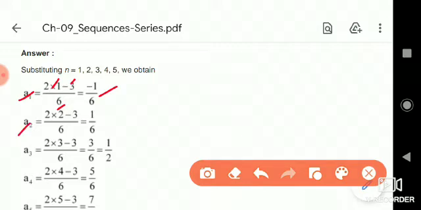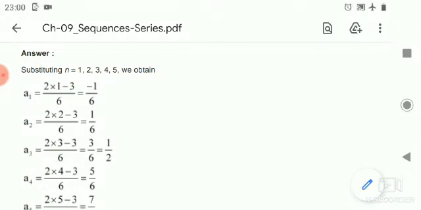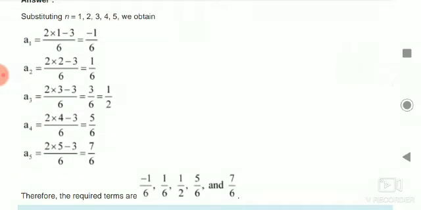a2 is equal to (2 into 2 minus 3) divided by 6, it gives plus 1 by 6. N is replaced by 3, (2 into 3 minus 3) divided by 6, that gives 3 divided by 6, which is equal to 1 by 2. N is replaced by 4, (2 into 4 minus 3) divided by 6, it gives 5 divided by 6. And if n is replaced by 5, 2 into 5 minus 3, that is 10 minus 3 is equal to 7, 7 divided by 6. Therefore, the required terms in this sequence are minus 1 by 6, 1 by 6, 1 by 2, 5 by 6 and 7 by 6.